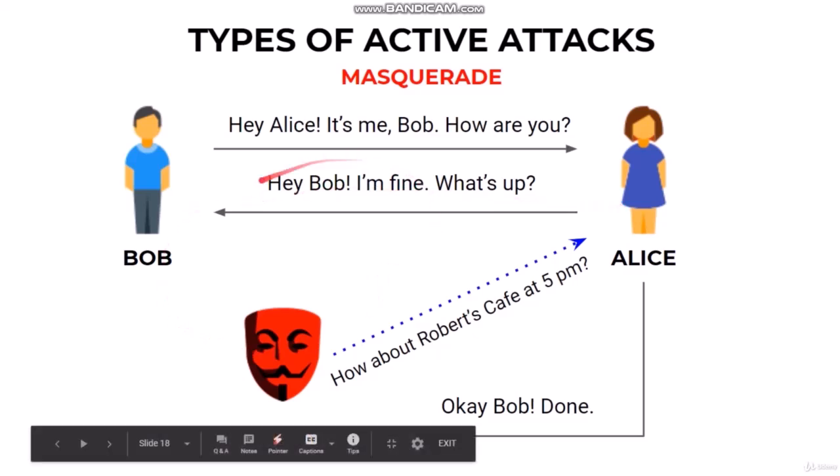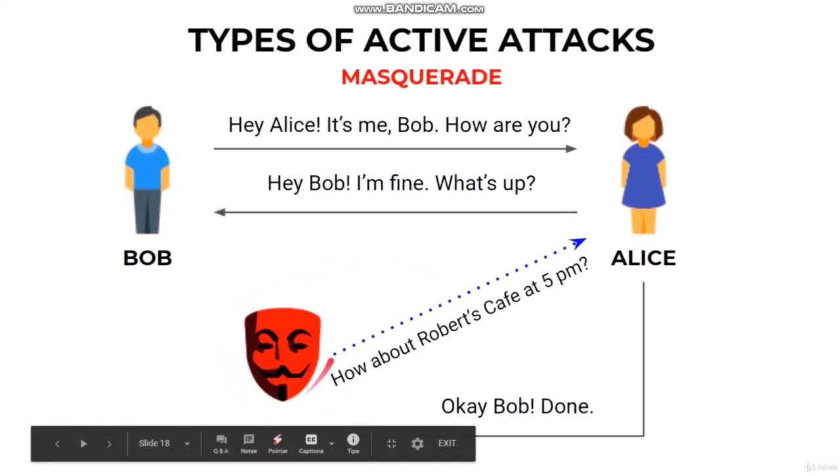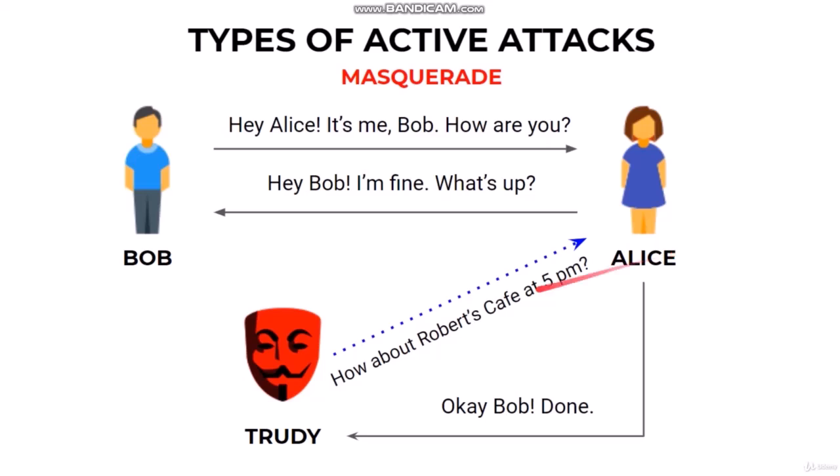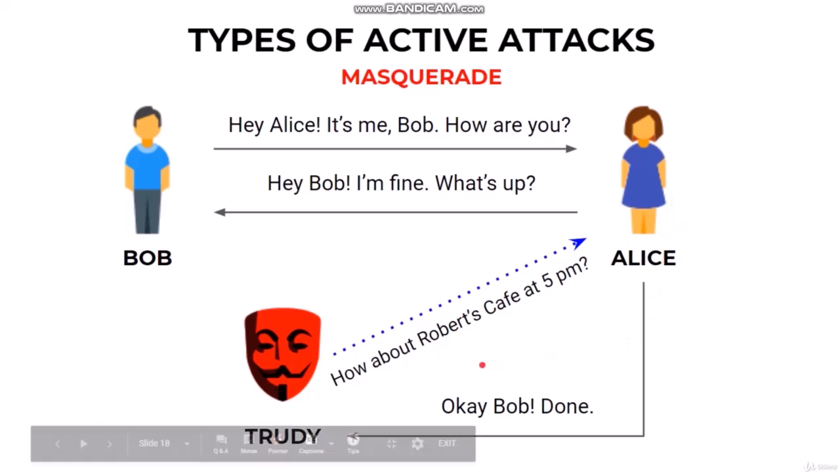For example, now Bob gives the first message, "Hey Alice, it's me, Bob, how are you?" Alice replies, "Hey Bob, I'm fine, what's up?" So now Bob and Alice are communicating with each other, and Alice knows that she's talking to Bob. But somehow Trudy comes in between, takes over the communication, and sends a message to Alice saying, "How about Robert's Cafe at 5 p.m.?"